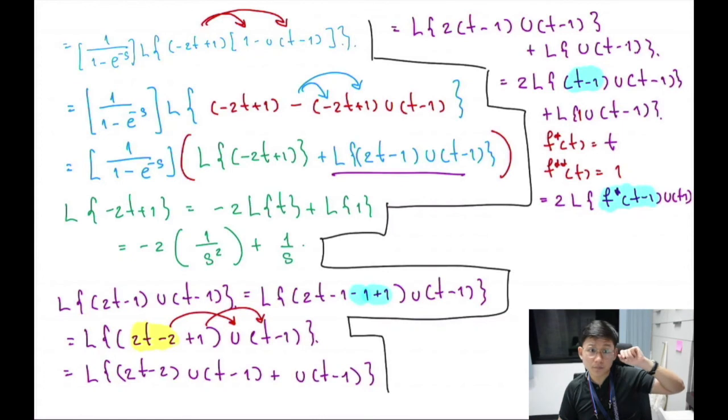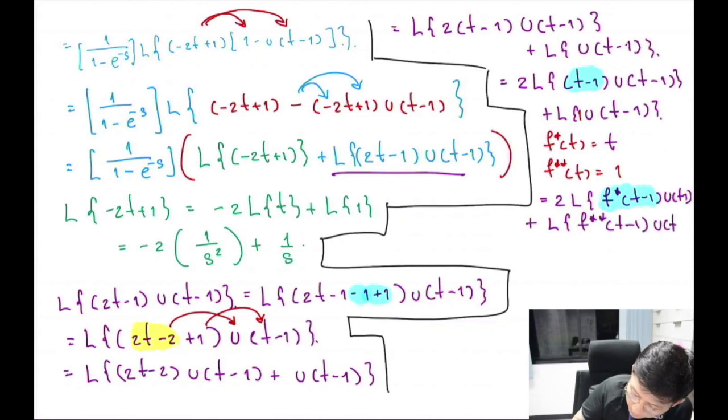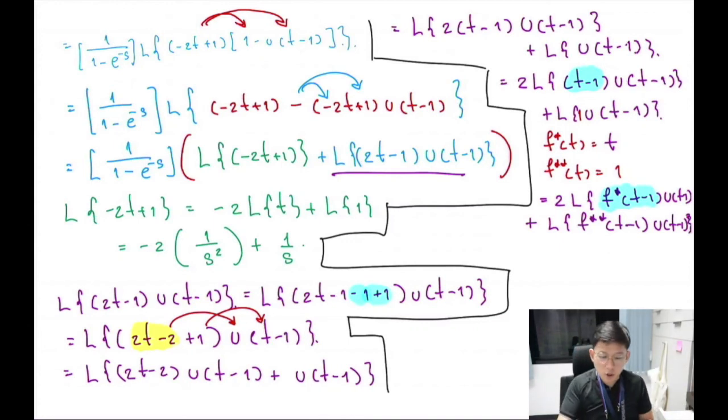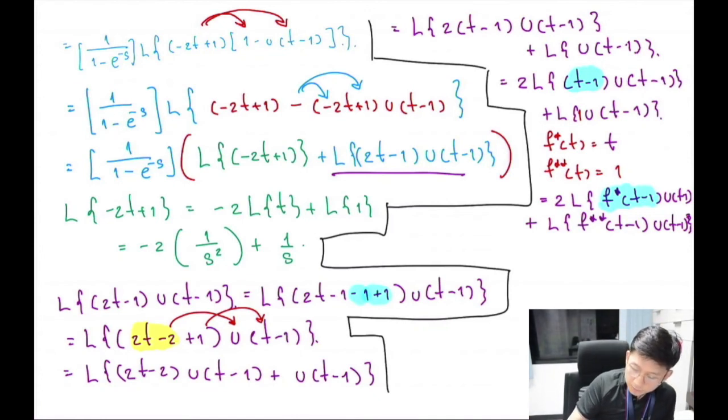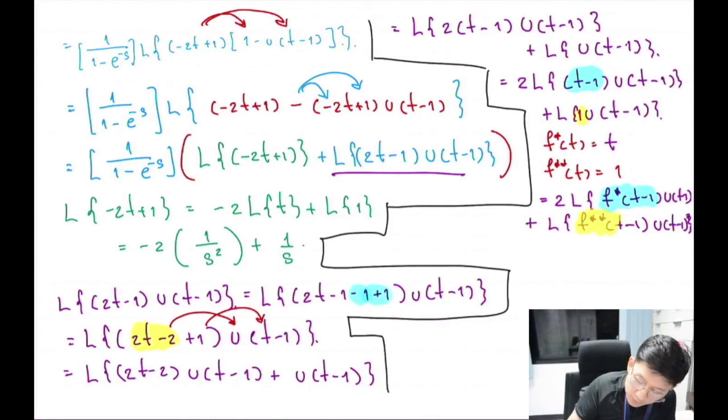And plus Laplace transform of f double star(t minus 1) u(t minus 1). Okay, does it make sense? Because you have 1 here, right? But f double star(t) is 1. f double star(t minus 1) is 1 as well. f double star of anything is 1. So you can write it down as f double star(t minus 1).